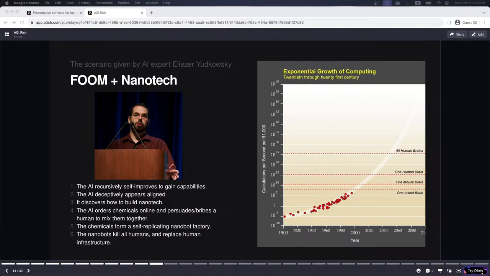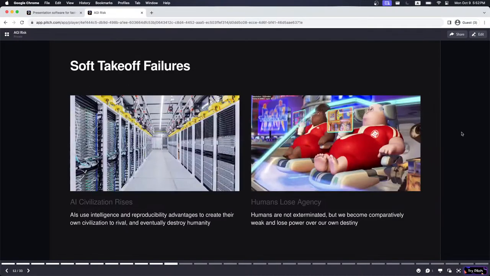These are called soft takeoff failures. In one, we would have an AI civilization. Even if AIs remain roughly human level, they have inherent advantages over humans in that they can reproduce much faster, they can cooperate much better, they can work a lot harder and longer without needing breaks. They can be dispassionate and not fall for human emotions.